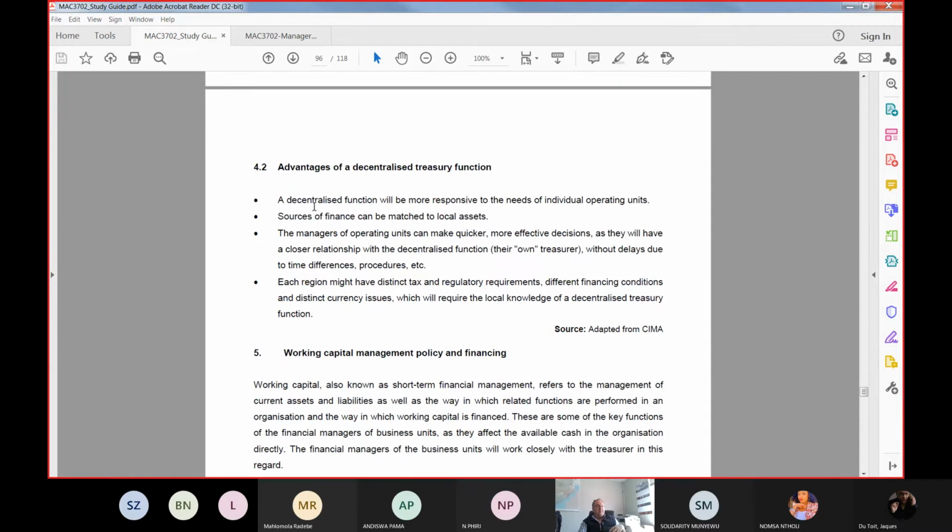Okay, this has come up in exams, more of a discussion question than anything else. So they will give you a question on cash management, and then within that they will tell you the entity is running a decentralized treasury function. Can you give me the advantages? The major advantage is the quicker response. It's better to work with a current currency, not foreign currency.